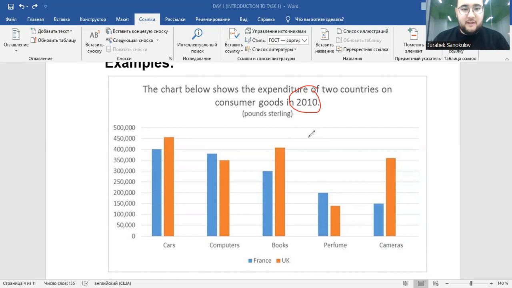This means that now you cannot use words like increase, decrease, right? You need to use another language to describe comparative graphs. So now let's move on. I'm going to show you other pictures.